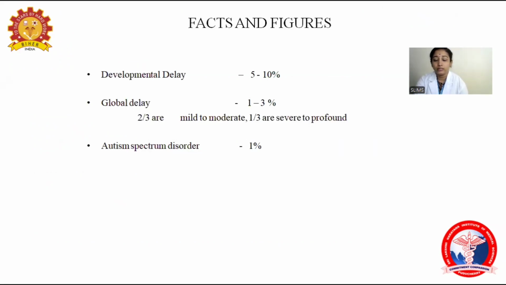So let us see the facts and the figures first. Developmental delay is seen in 5 to 10% of children, and global delay is seen in 1 to 3%, among which 2 to 3% are mild to moderate and one-third are severe to profound. Autism spectrum disorder is seen in 1% of children.